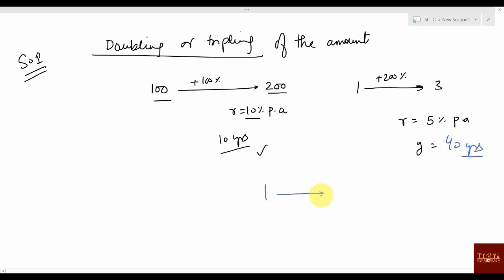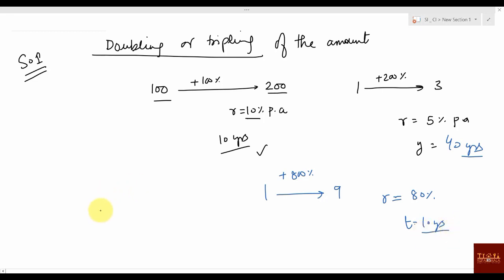Suppose one is becoming 9 times, how much do you need? 800%. Rate of interest is 80% per annum. Okay, it will not be that much, but still I'm saying 80% per annum. So how many annums do you need? 10. So you can say time will be 10 years. I hope this is clear, right?